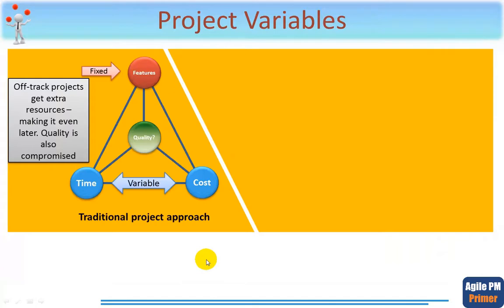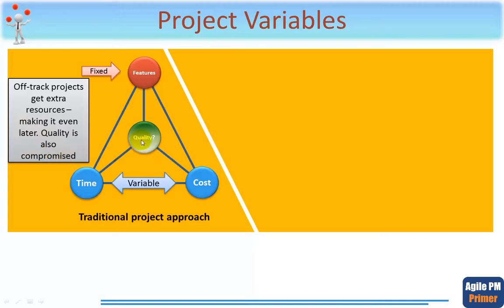Let's now look at why the Agile approach is so different. Here's something you may have seen before, the so-called holy triangle, or the iron triangle of time, cost and quality. In a traditional project, the variables are time and cost, and as a result of varying time and cost, in an effort to make sure the projects remain on track, they'll often be fed in extra resources, making it even later. And quality is also compromised.